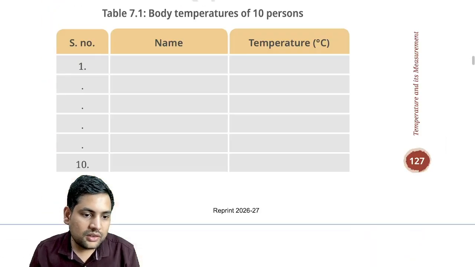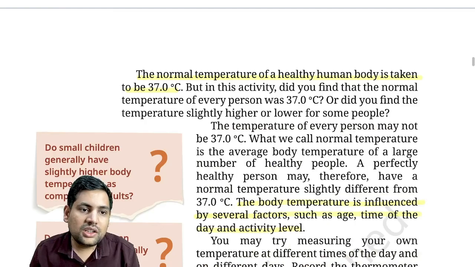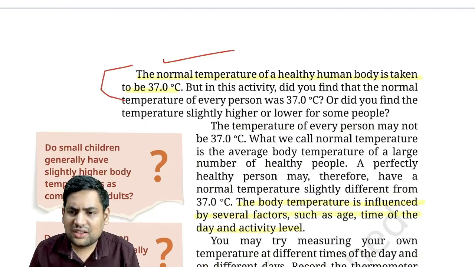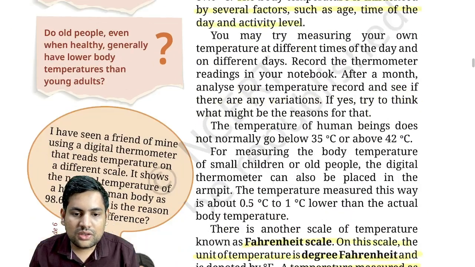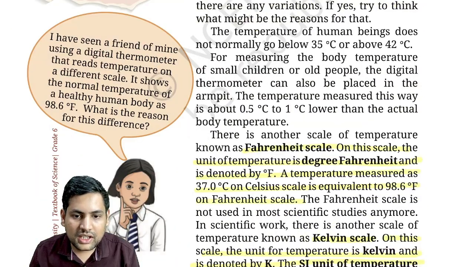Then the normal temperature for a human is 37 degrees Celsius, or in the Fahrenheit scale, it is 98.6 degrees Fahrenheit. Understood? Now what are these things?